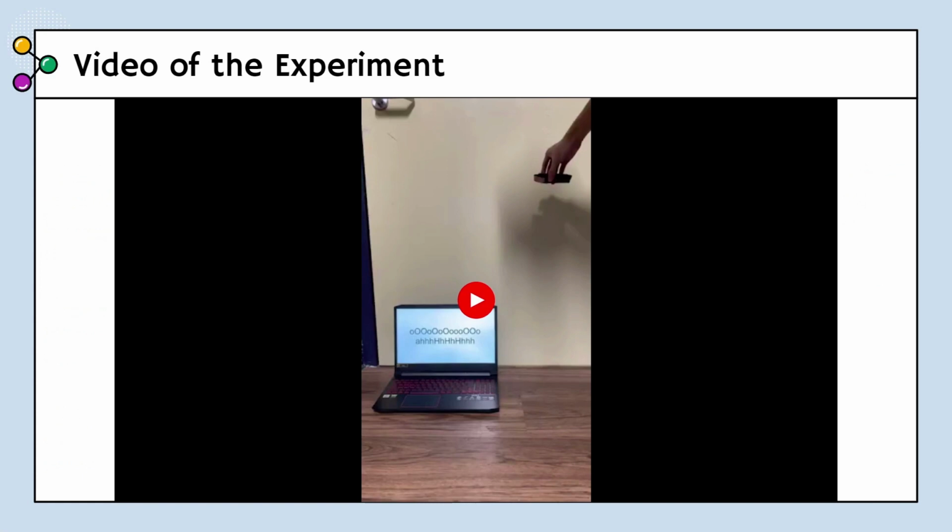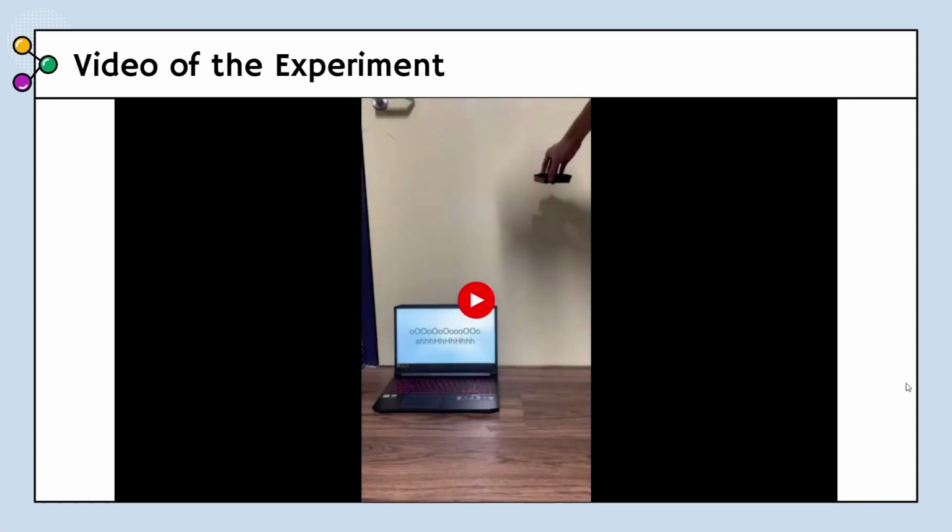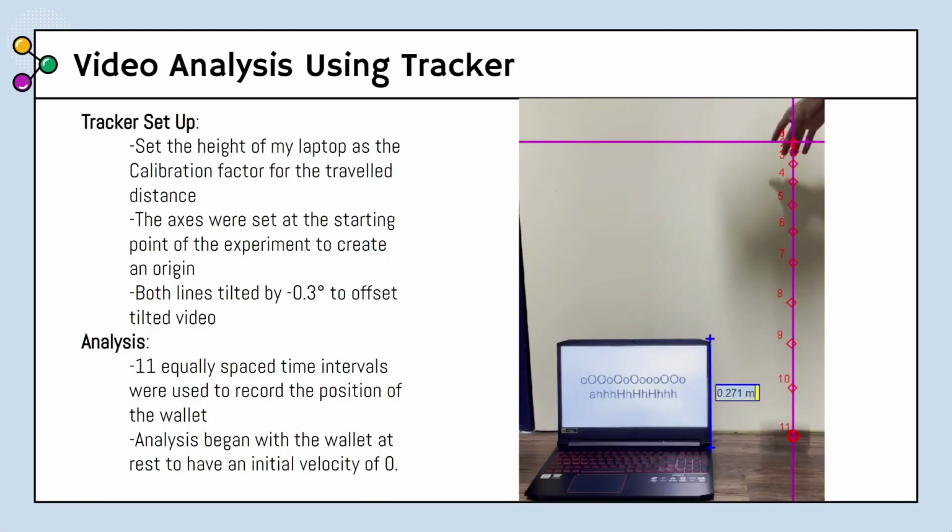Here's the video I used for this experiment, which showcases my wallet being dropped. Using Tracker, I first calibrated my video using the height of my laptop being 0.271 meters. I then placed the axis at the starting point of my experiment in order to create a point of origin.